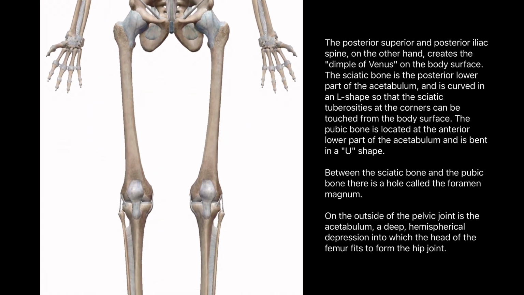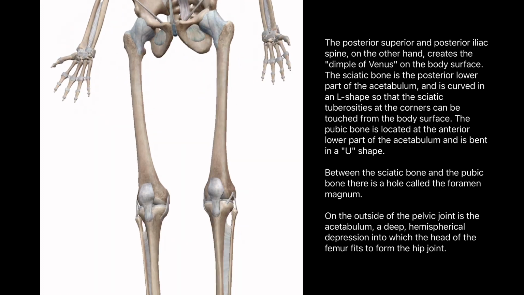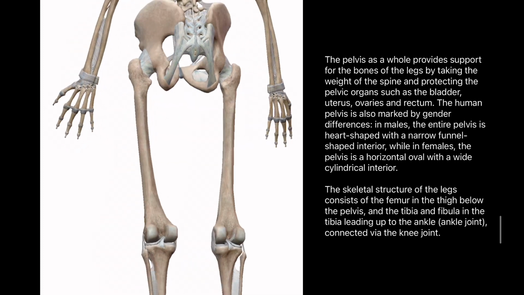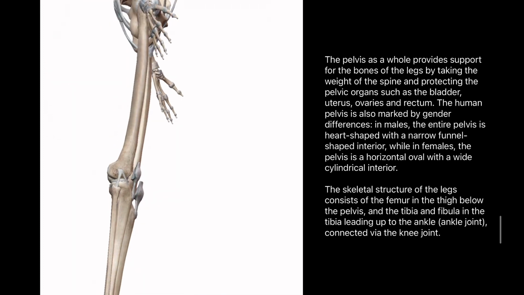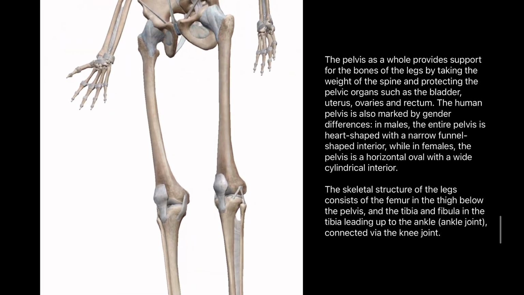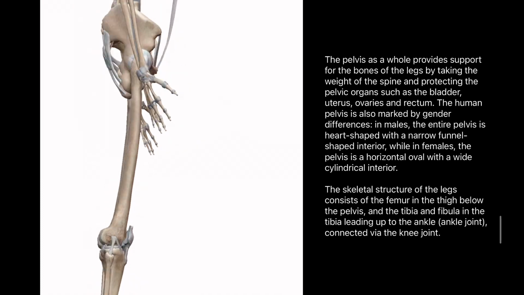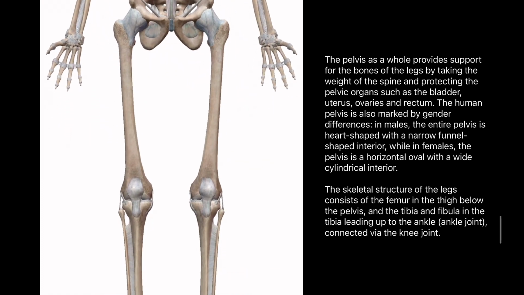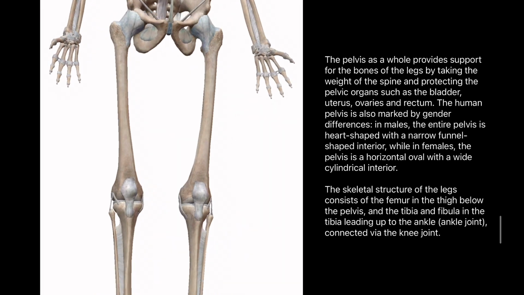On the outside of the pelvic bone is the acetabulum, a deep, hemispherical depression into which the head of the femur fits to form the hip joint. The pelvis as a whole provides support for the bones of the legs by taking the weight of the spine and protecting the pelvic organs such as the bladder, uterus, ovaries and rectum. The human pelvis is also marked by gender differences. In males, the entire pelvis is heart-shaped with a narrow funnel-shaped interior, while in females, the pelvis is a horizontal oval with a wide cylindrical interior.